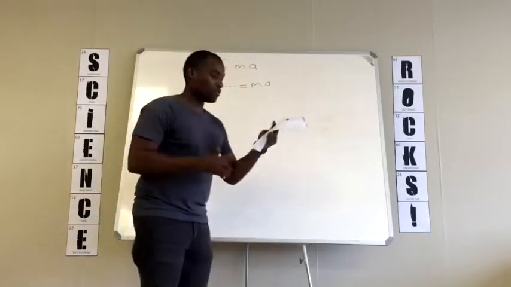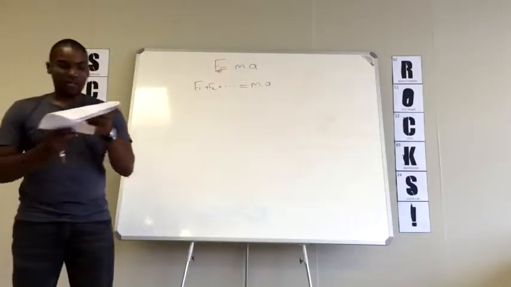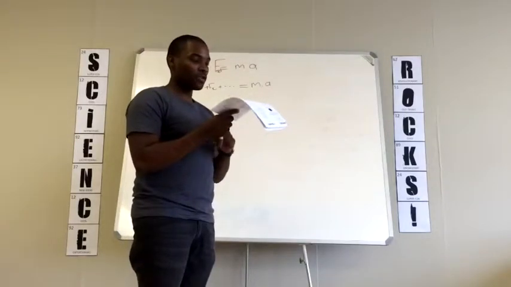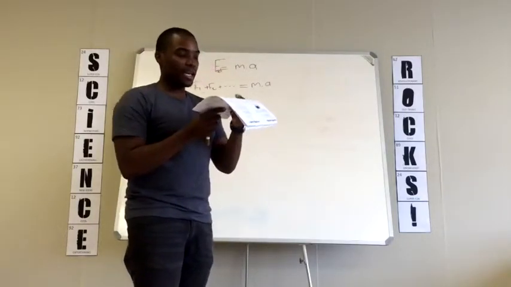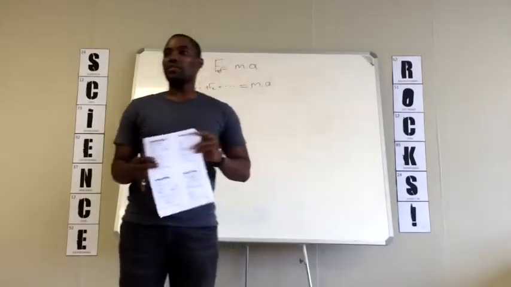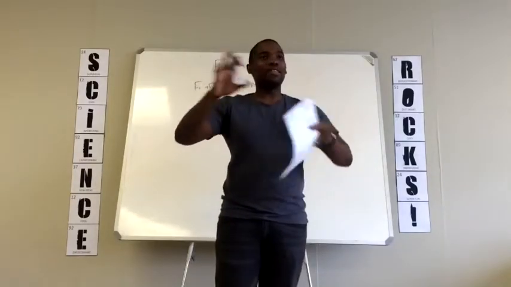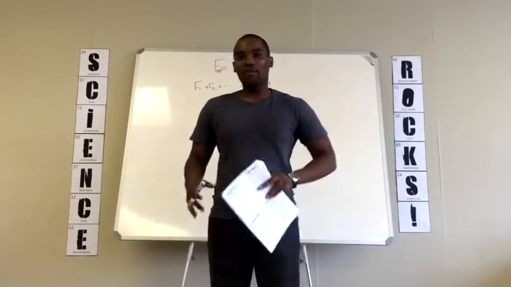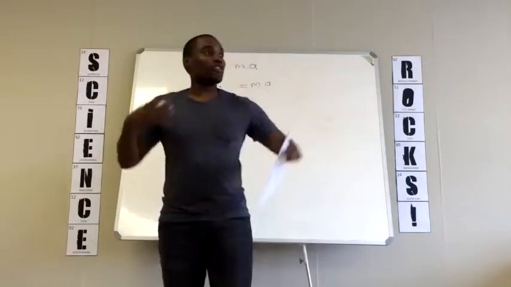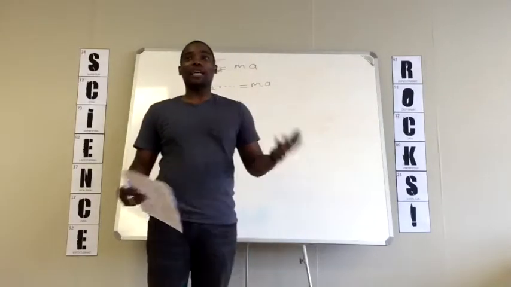Sorry, I forgot Newton's gravitational law. So again, Newton's gravitational law: every body in the universe attracts every other body with a force that's directly proportional to the product of their masses and inversely proportional to the square of the distance between their centers. So basically, there's an attraction between any two objects that have mass in the universe. Yes? So I'm attracting that table, I'm attracting this board, the board's attracting me, the building's attracting me, I'm attracting the Earth, and the Earth is attracting me at the same time.